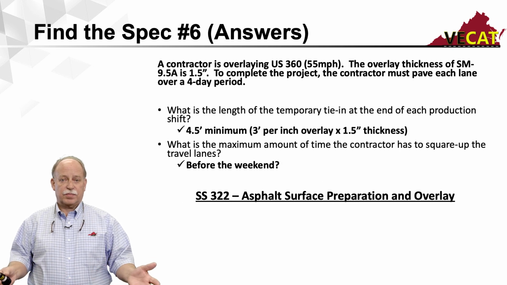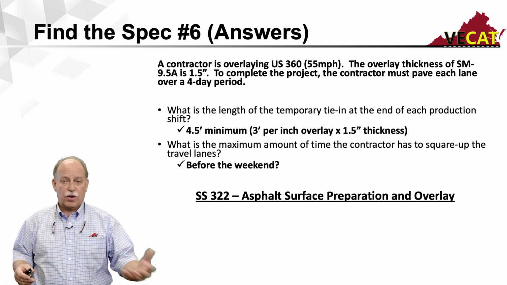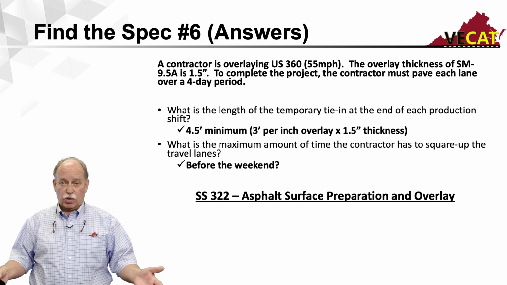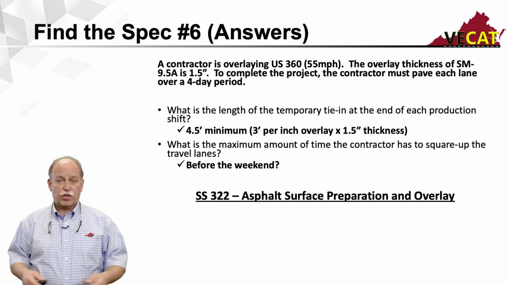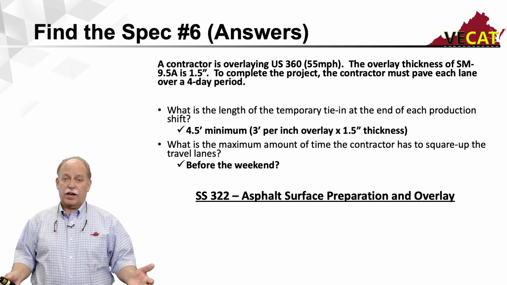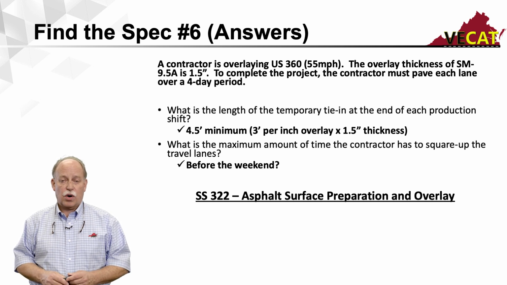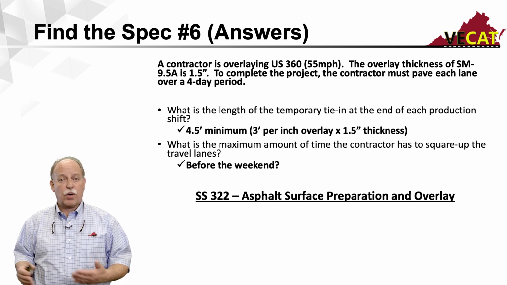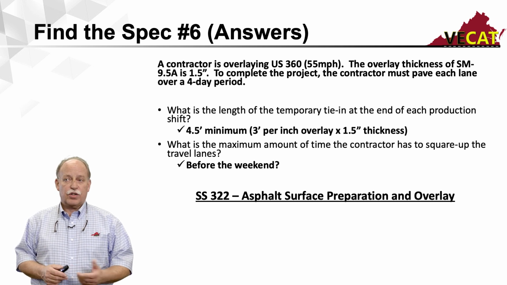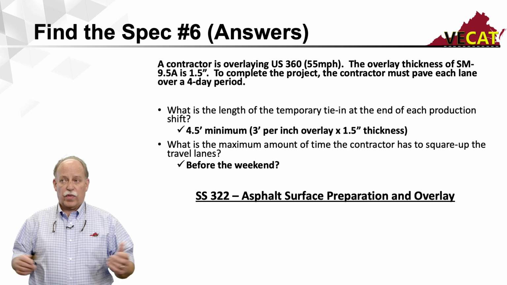So, in this case, again, we had the contractor overlay in US 360. We've clarified here, Route 360 is a 55-mile-an-hour speed limit. And that's critical if you go look at Supplemental Specification 322, Asphalt Surface Preparation and Overlay, which is where you'll find the answers to these questions. When you go there, you'll see there's a specific section that talks about roadways that are 55 miles an hour and over. In that case, when you read down through that, it'll tell you that you have to have 4.5 feet minimum for that temporary tie-in.